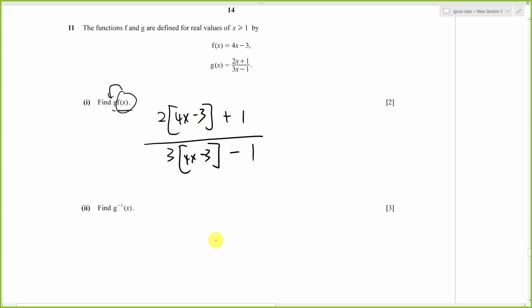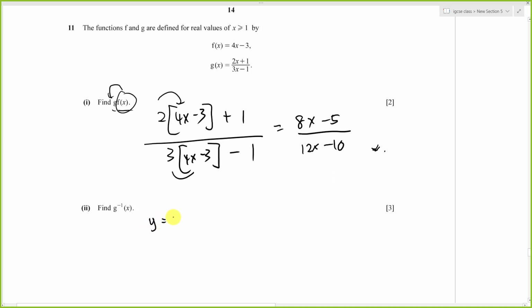4x - 3. Yeah, so we will make it look nicer. This is 8x - 6 + 1 - 5. This is 12x - 9 - 10. Okay, done.